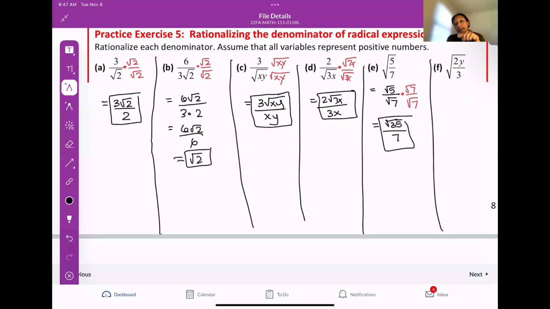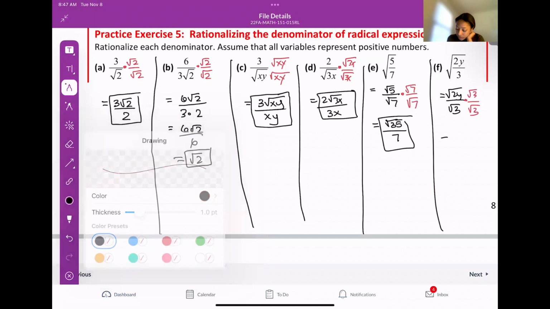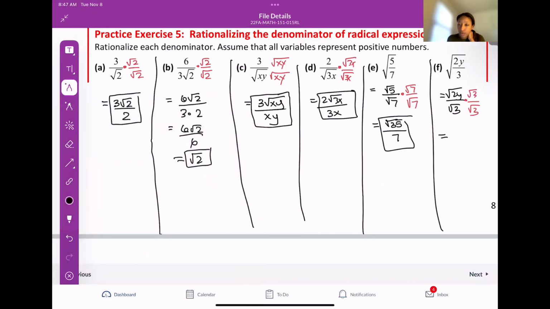We can do part F similarly to what we just did in part E. The square root of 2y over 3 is the square root of 2y over the square root of 3. Then we need to rationalize that denominator by multiplying by the square root of 3 over the square root of 3. That gives us, in the numerator, the square root of 2y times 3, which is the square root of 6y over 3.